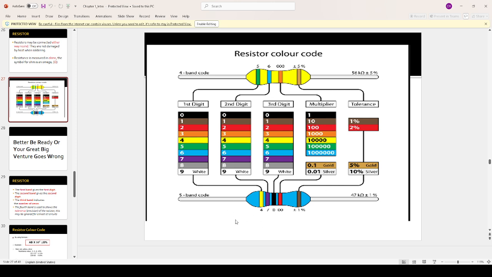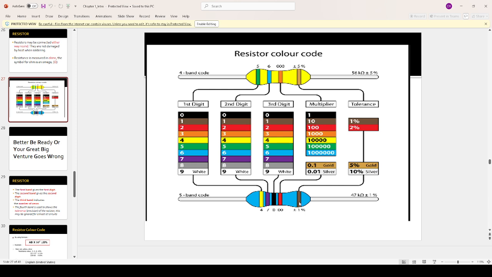The bottom example is a 5-band code. The first band is yellow, denoted as 4. The second band is purple, denoted as 7. The third one is black, denoted as 0.